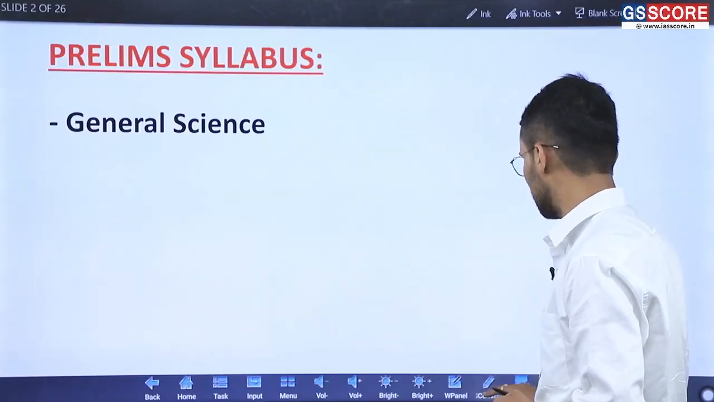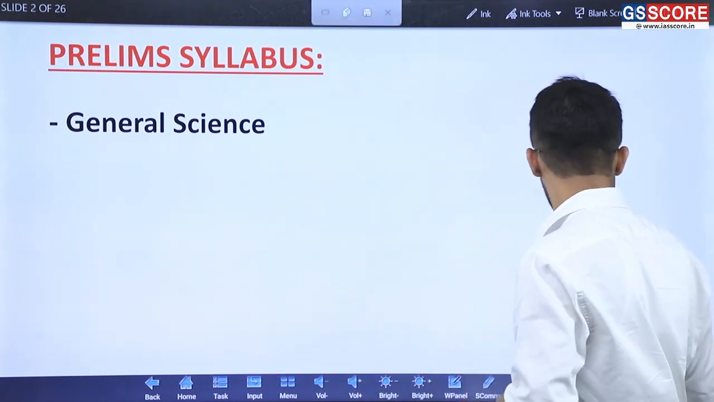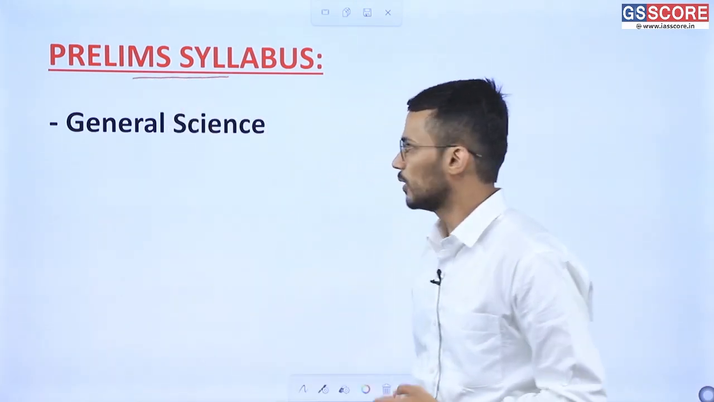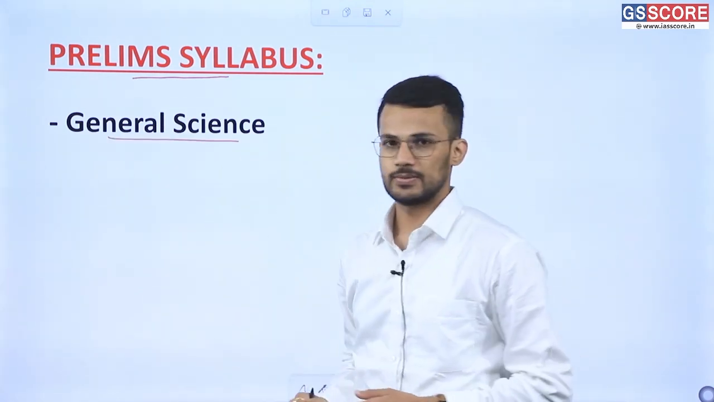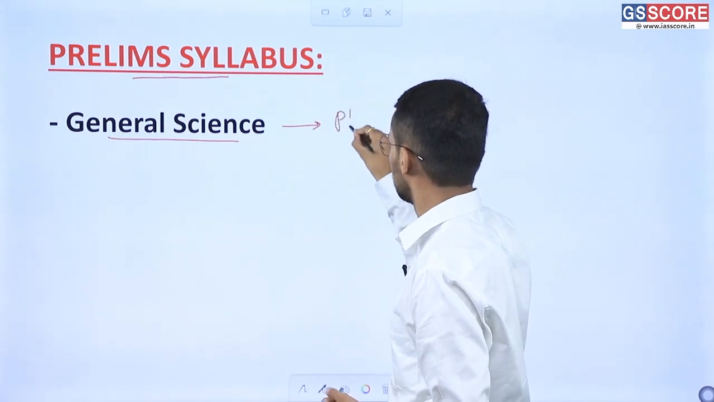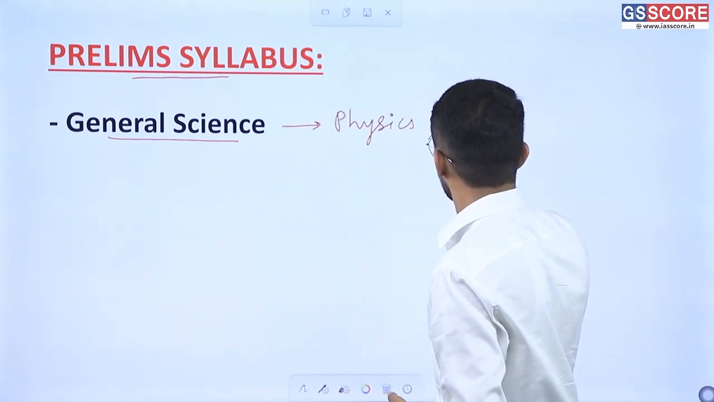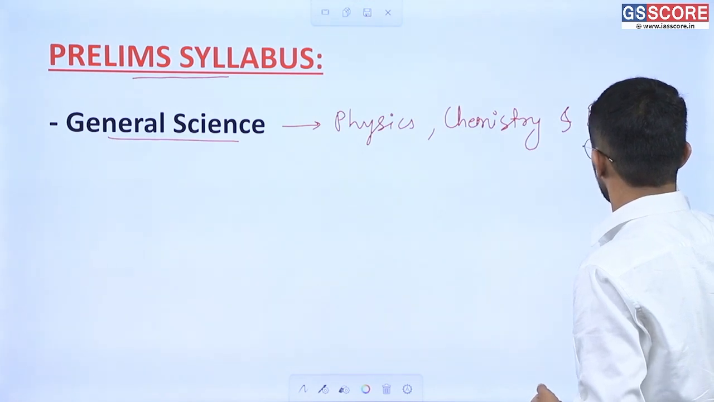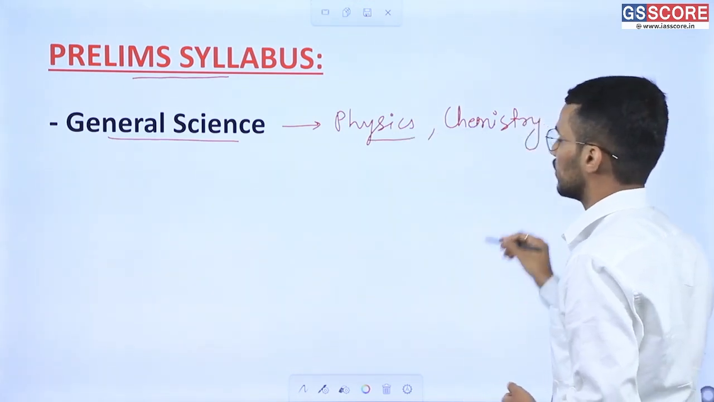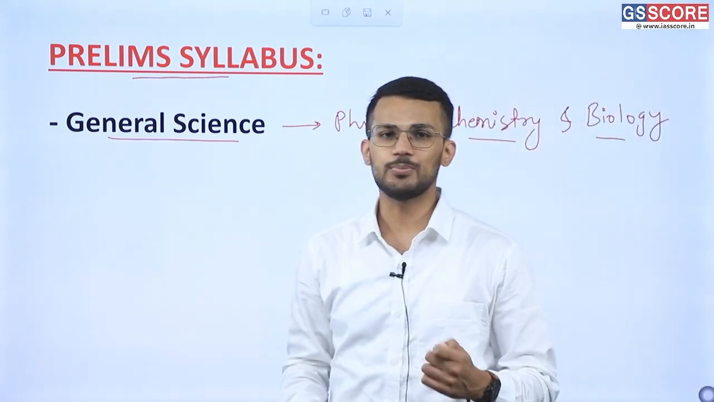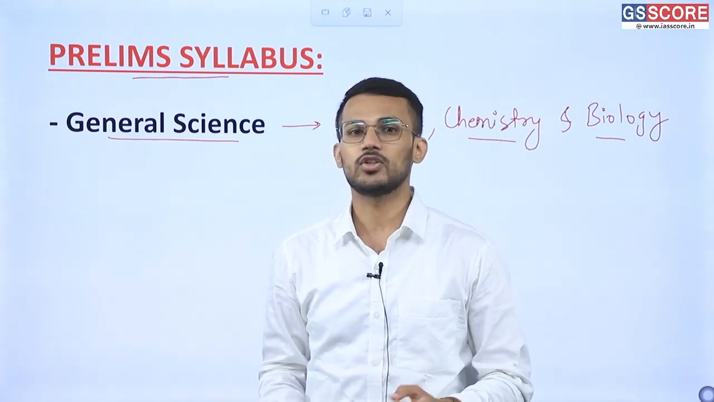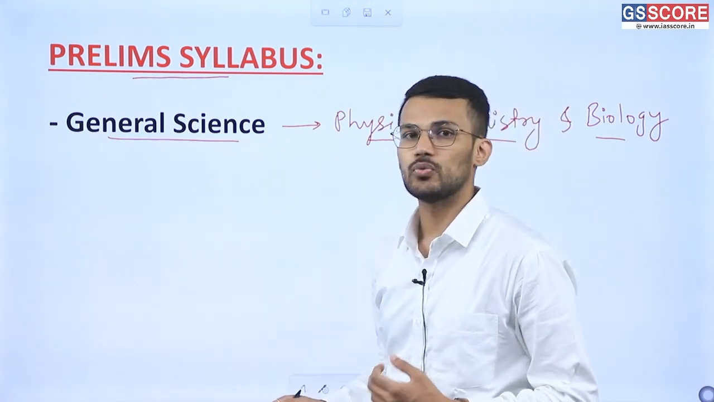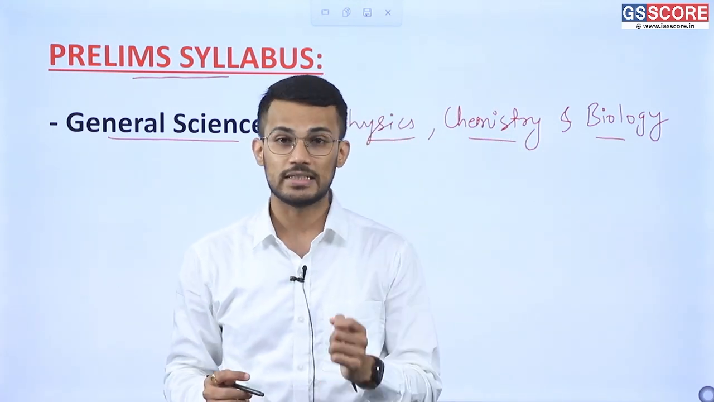Firstly, we'll see the syllabus that UPSC has given for the prelims and mains examination as far as science and technology is concerned. Firstly, the prelims syllabus. In prelims, they have mentioned general science, that means physics, chemistry, and biology. These are the three topics under general science. But if we see previous year questions, we often find that questions are not related to physics, chemistry, or biology. Rather, they are related to various kinds of technologies.